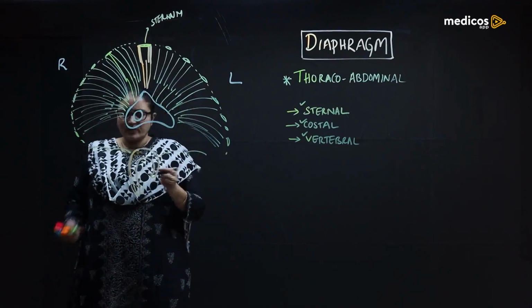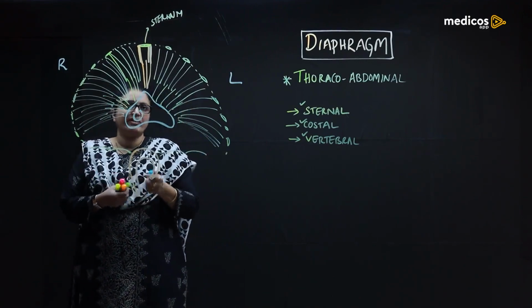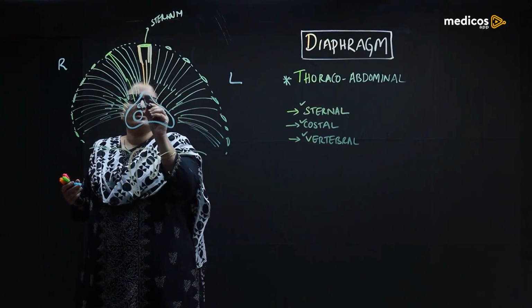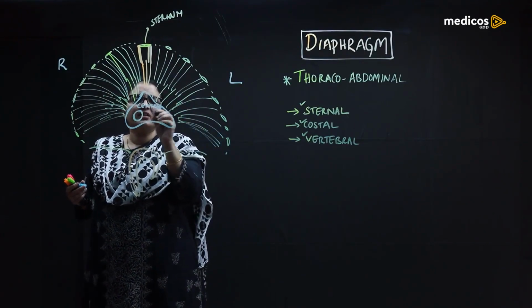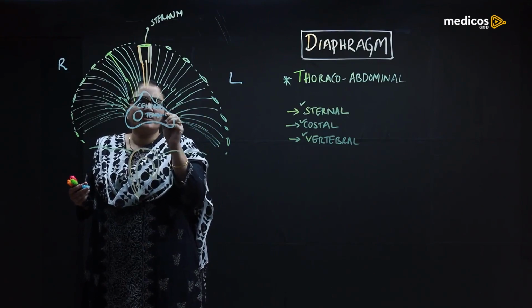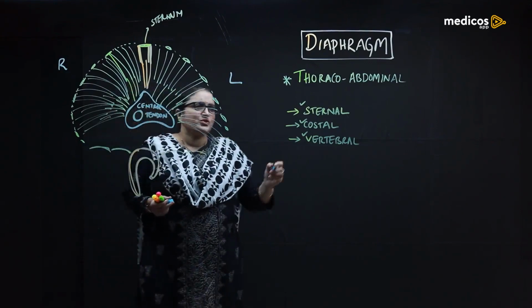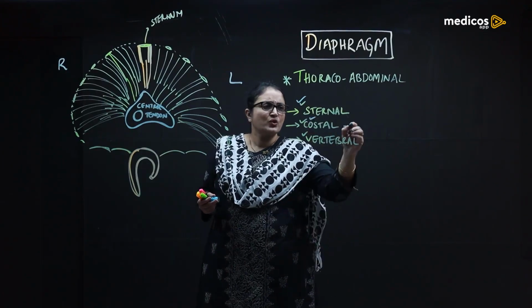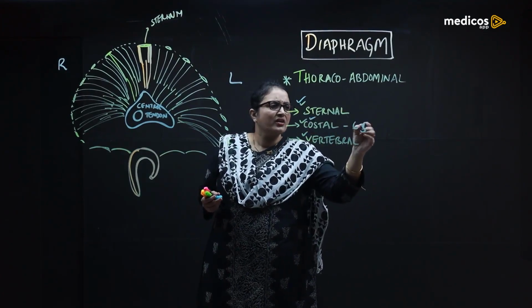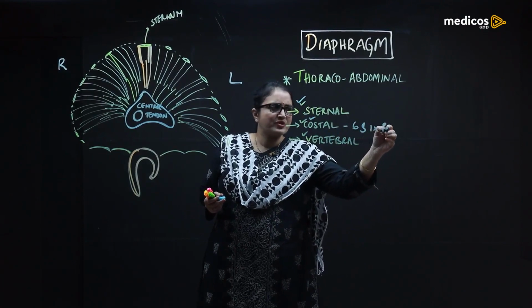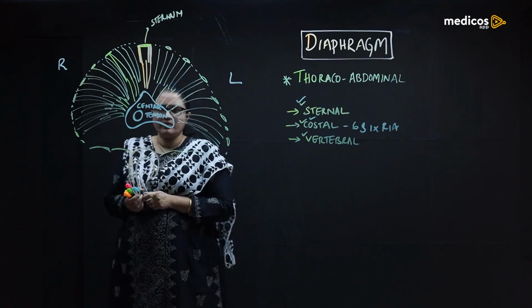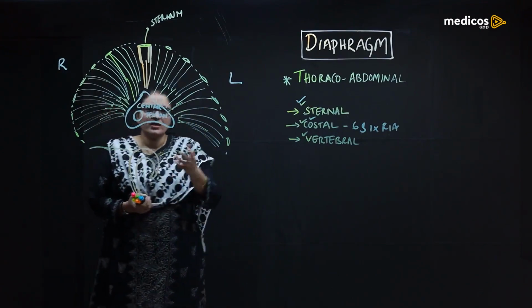This tendon is referred to as the central tendon of the diaphragm. I'll just mention it here, this is the central tendon of the diaphragm. So you understood the sternal origin of the diaphragm, and you understood the costal origin, the lower six ribs. Now coming to the vertebral origin.